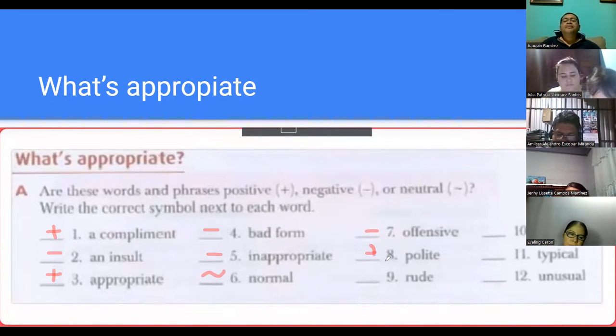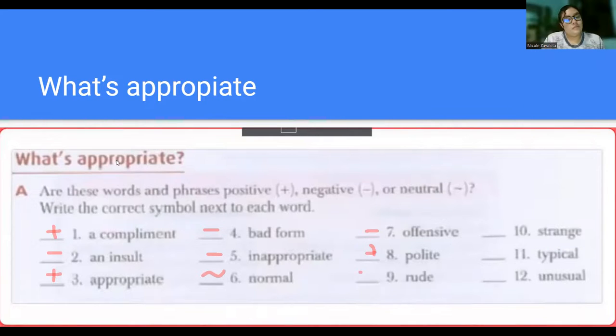Hold on, guys. Let me check something here. All right. Anyways, so yes. That would be negative. Then we have strange. What about strange? Neutral. Typical. Neutral. Unusual. Neutral. So that would be neutral too, right?